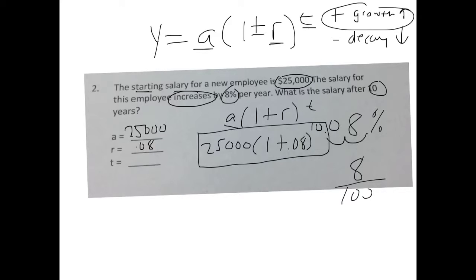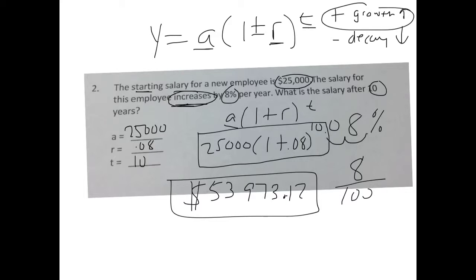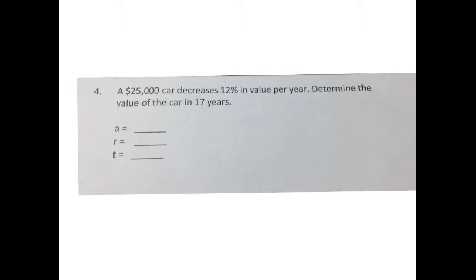I'm going to go ahead and type it into my calculator so I can give you an idea of what the actual answer is. 25,000 parentheses 1 plus 0.08 to the 10th. This is money, so I can use decimals. It's $53,973.12. It should have increased, and it did, so I think we're on the right track. Remember we talked about the other day that they may, on the checkpoint, combine those to be 1.08, but it's the same word.